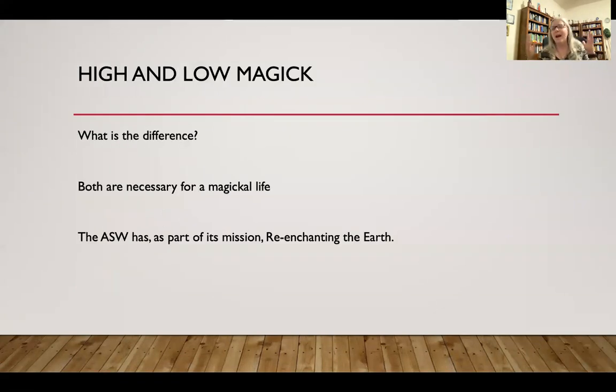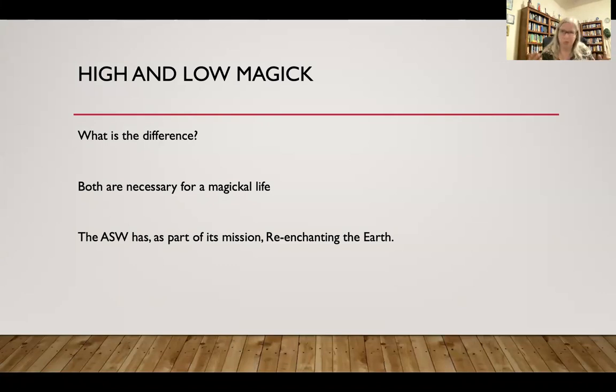So quickly, high and low magic are terms that we have inherited, and I kind of don't like them because it makes it sound like one of them is worthy and the other one is not. But actually, in my mind, both of these are completely necessary for living a magical life. So what is the difference in terms of these two different types of magic?